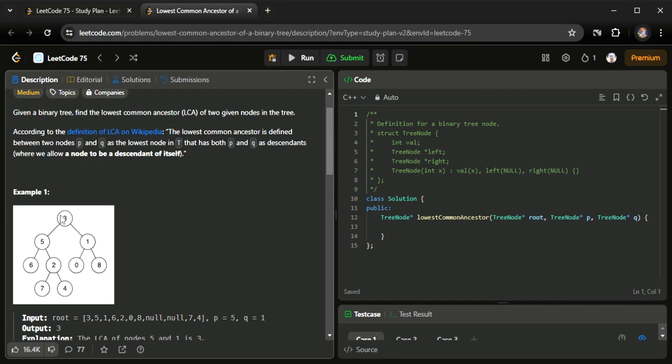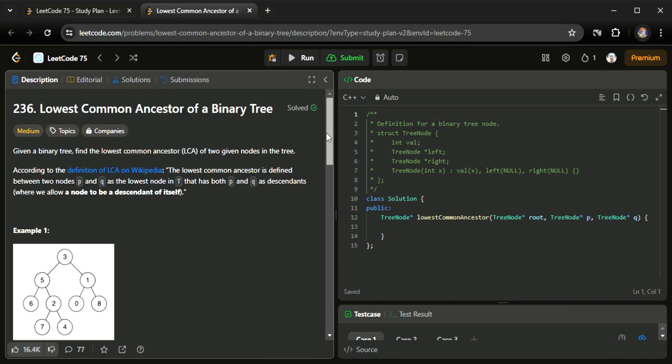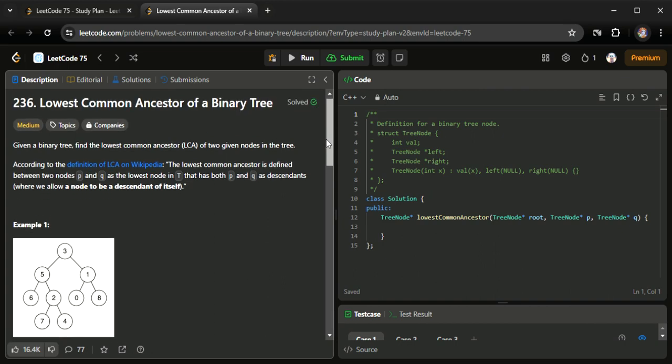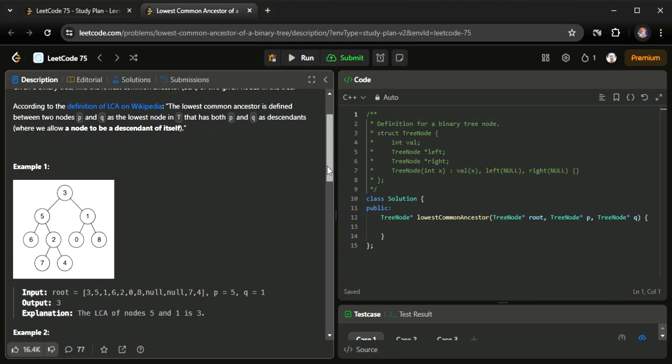If there is something 1, something 2, we have to return the lowest one. The question asks for the lowest common node, which is also an ancestor of both the nodes. You can go through the question properly.